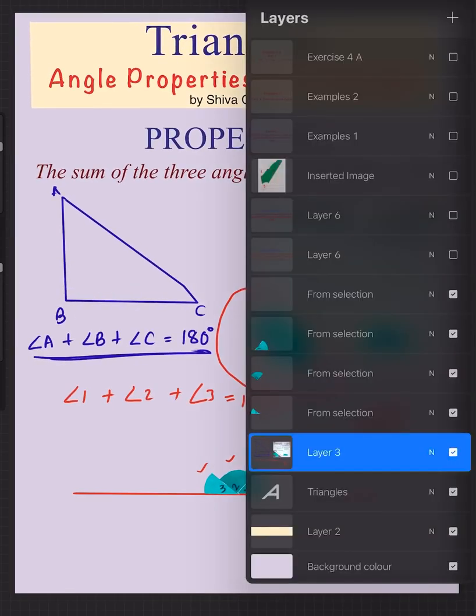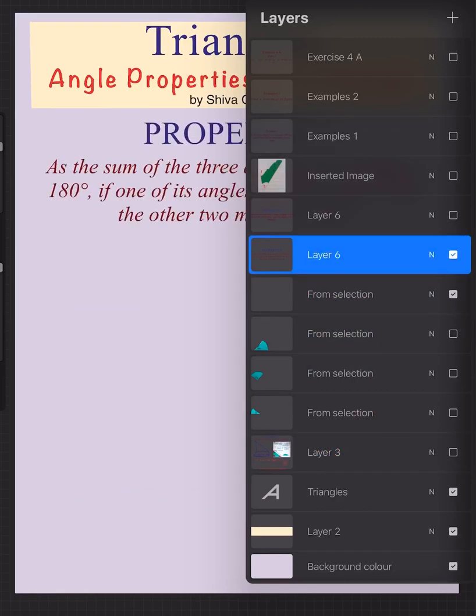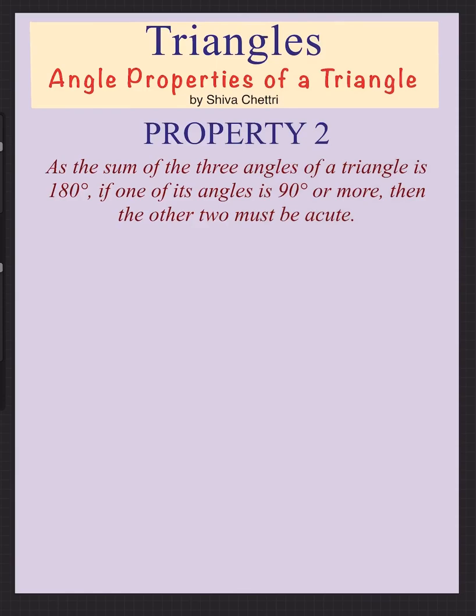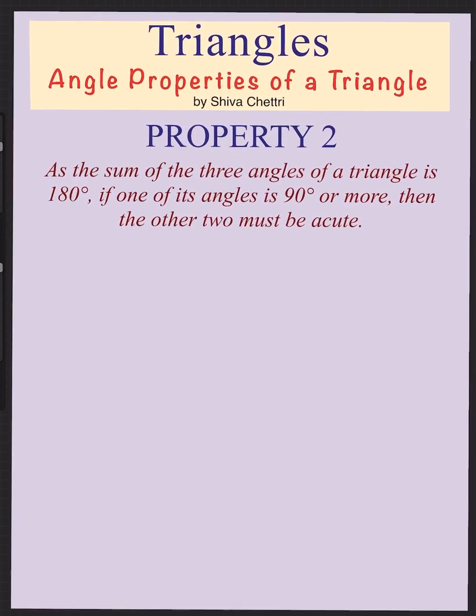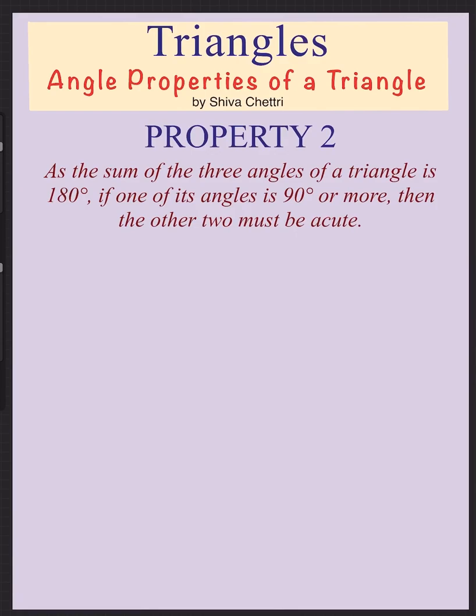So now next we have property 2. As the sum of the three angles of a triangle is 180 degree, if one of its angles is 90 degree or more, then the other two must be acute. Means that, suppose I have a triangle. Oh sorry, it has to be 90 degree. Okay, this is 90 degree. We don't know these two angles.